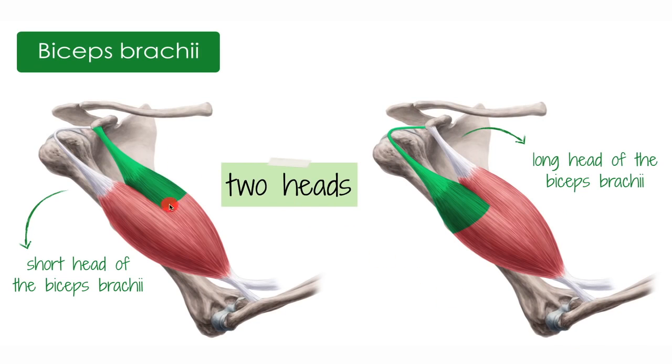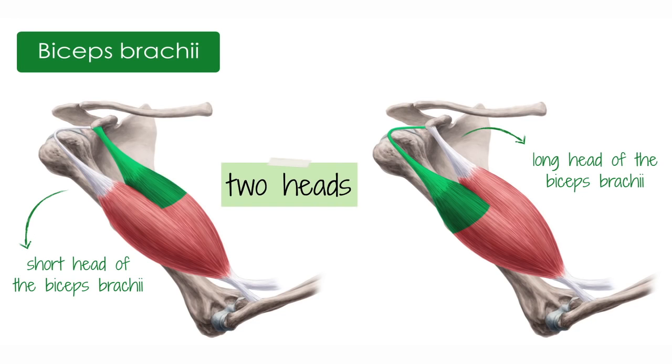As you see on these images where we highlighted the heads in green as well, you notice that the long head originates right here from the supraglenoid tubercle of the scapula. And on the short head, you see that the origin point is right here on the coracoid process of the scapula. Now, these two heads will merge then to insert right here on the radial tuberosity of the radius, and also, as you can see, this portion right here, on the antebrachial fascia.